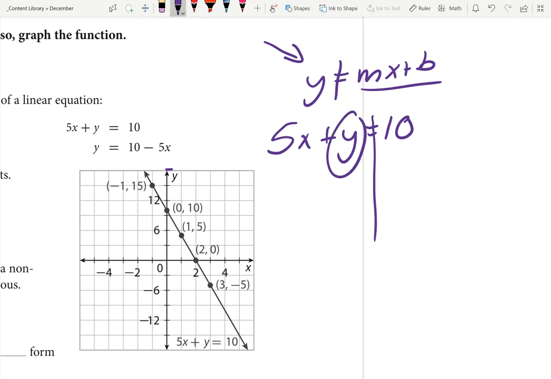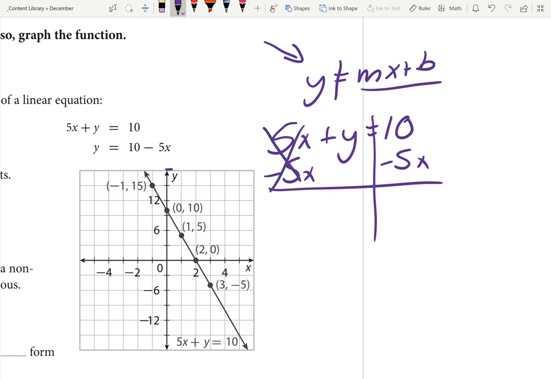In order to do that, I need to get rid of the 5x here. And it's pretty simple. Because it's a positive 5x, I'm just going to subtract 5x in order to cancel it out. But if I subtract it on the left, I have to subtract it on the right as well to keep the equation balanced. So what happens? On the left side, 5x minus 5x is 0, right? Essentially canceling the 5x out so that the y is now the only thing that's there.